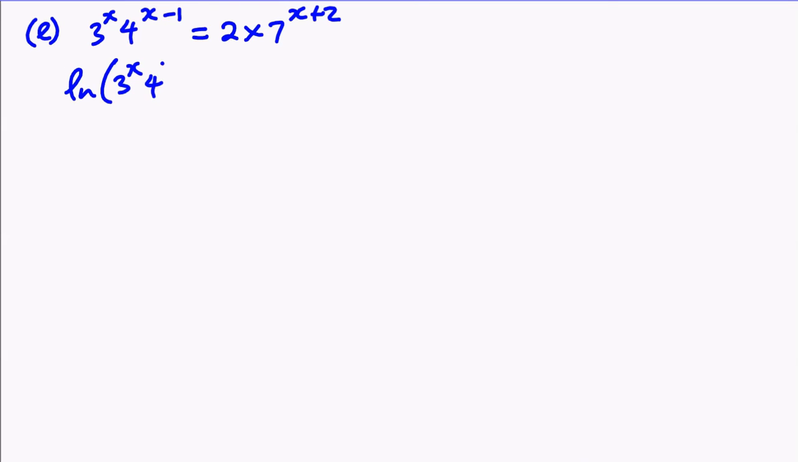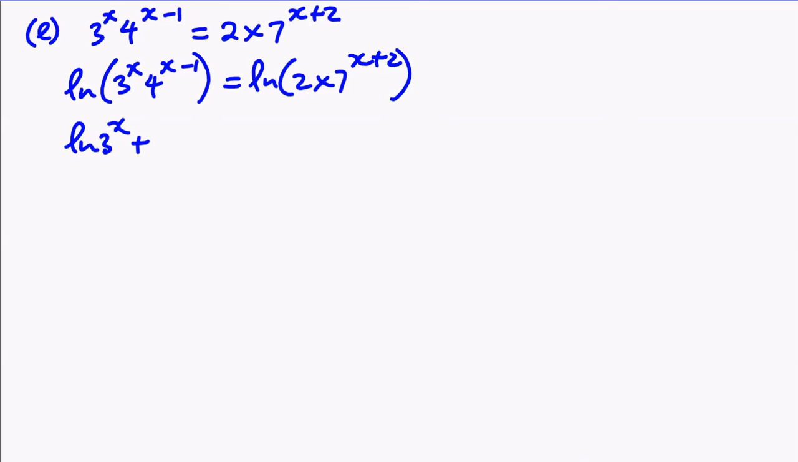Final question, 3 to the power x, 4 to the power x minus 1 is equal to 2 multiplied by 7 to the power x plus 2. Take logarithms of both sides. So ln 3 to the power x plus ln 4 to the power x minus 1 is equal to ln 2 plus ln 7 to the power x plus 2.